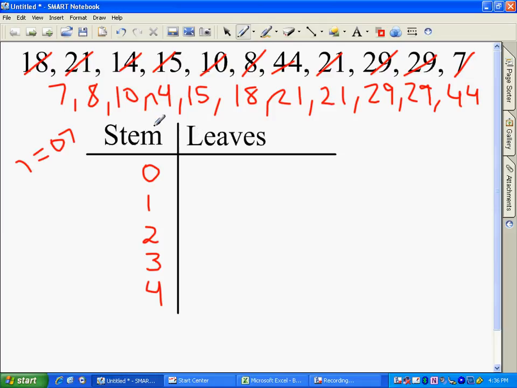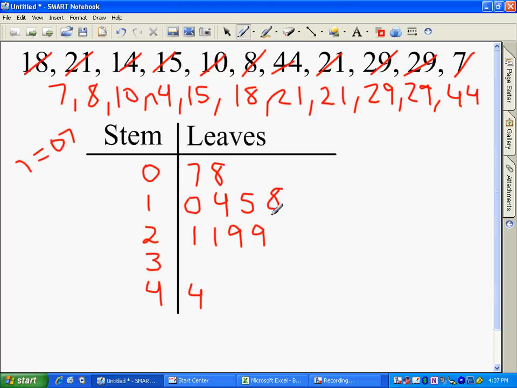Now I'm going to go through and put the leaves in here. So I have 7, and then I have 8, I have 10, 14, 15, and 18. I have 21, 21, 29, 29, and then I have 44. You still have to keep this 3 here as a placeholder just to keep everything organized. But now you can see these are all the numbers in order from smallest to largest. I'm not separating them by commas.